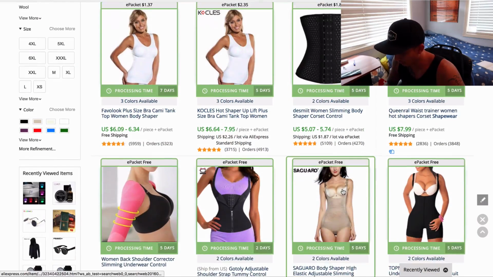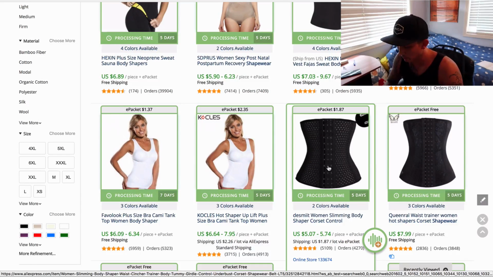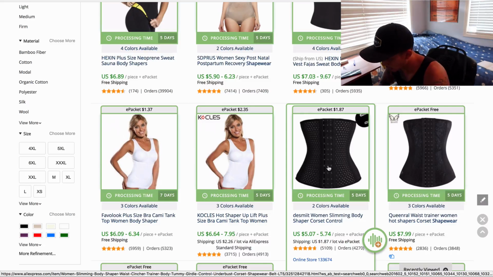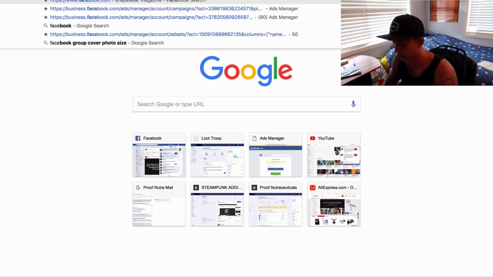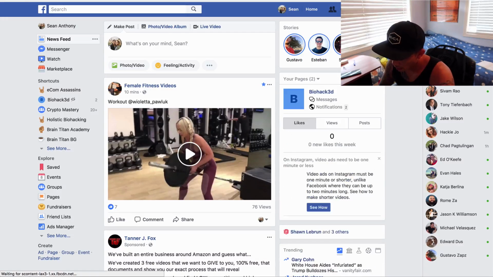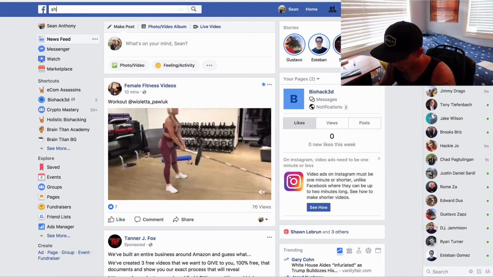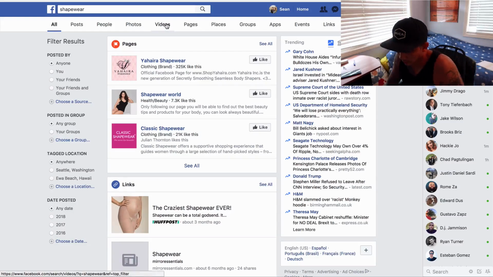They're all selling for around $5 to $10, and I bet you that you could sell these from $30 to $60, right? Let's just take a look on Facebook. Let's see if there's other advertisers that are selling this type of product. Maybe we can see what kind of prices they're working with here, okay? So, shapewear. Let's just type in shapewear, and I'll go to videos here.